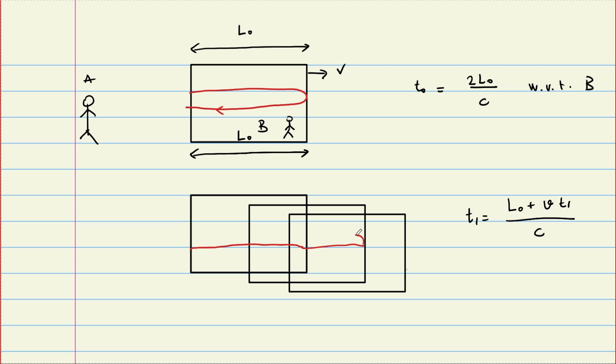Now it's going back, but it doesn't have to go back all the way. Once it reaches here, the wagon is shifted, so this is going to be T2. So T2 is going to be, how much did it shift? L naught minus V T2 divided by C. Is that clear? I'm just trying to account how much things move.